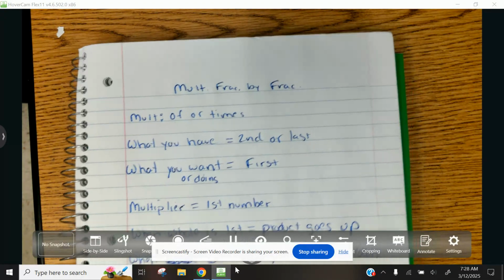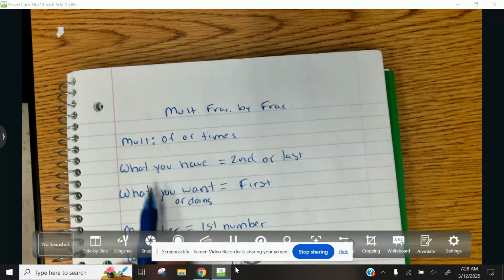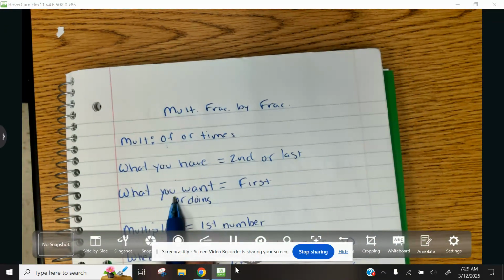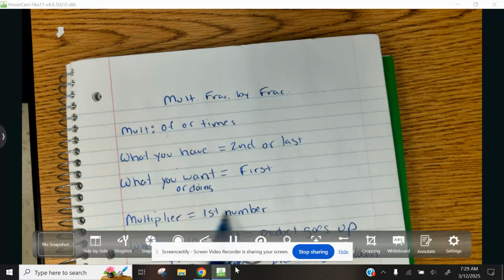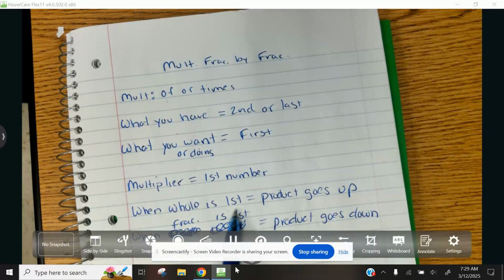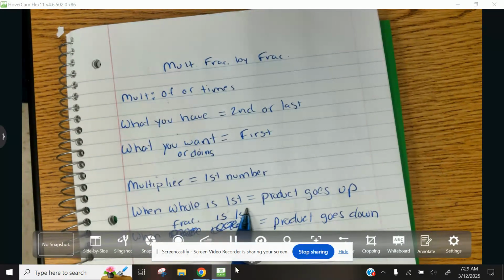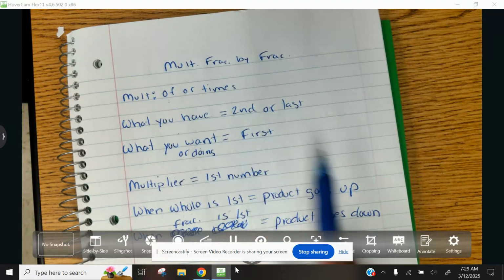Okay? So multiply, or times, depending on how the problem looks. What you have goes second, what you want or what you're doing is first. The multiplier is the first number. When the whole goes first in the problem, like 3 times 1/2, your answer is going up. If it's 1/2 times 3, your answer is going down based on what you have.